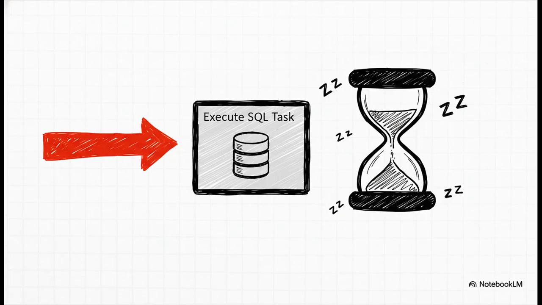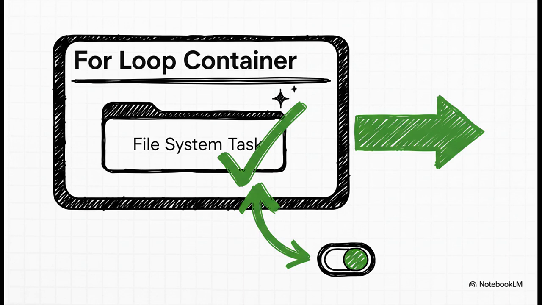Our execute SQL task now kicks in, and that WAITFOR DELAY command runs. The package just pauses gracefully for 5 seconds. This is that breathing room we wanted. It's giving that external resource, that file, time to show up. After the delay, the loop starts its second iteration. And this time, let's say the file has appeared.